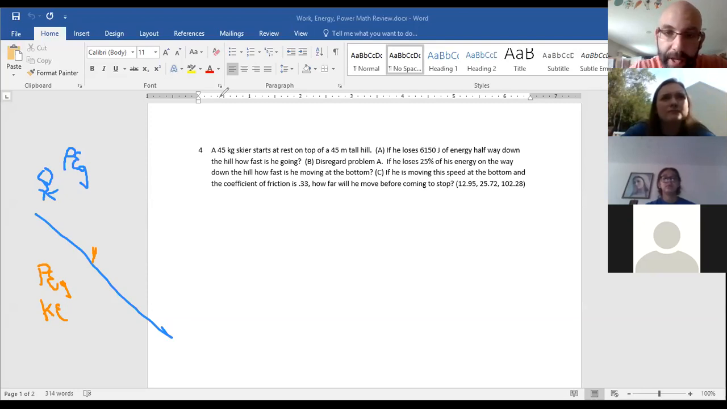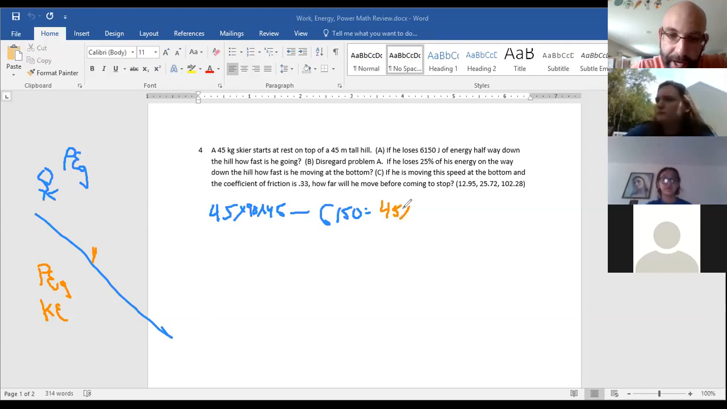So we start with potential energy due to gravity, which is mgh, so that's 45 times 9.8 times 45. But we lose 6150 on the way down, so minus 6150. That is the initial values. And then at the halfway point, that's what we'll do in orange. So it's mgh again, potential energy due to gravity, 45 times 9.8. But not times 45. They're halfway down.